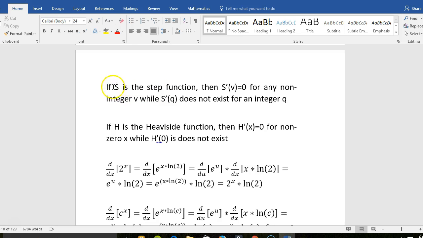Now the negatives, you just have to be a little careful. S of negative 5 would naturally be negative 5 itself. S of negative 5.01, now you would have to go to negative 6, because negative 6 is the most positive integer that is less than negative 5.01. So S of negative 5.01 would equal negative 6.